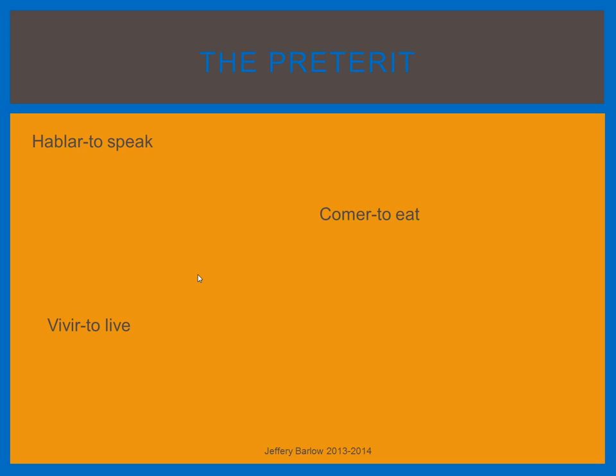These are regular preterite verbs, and the way you conjugate them is to simply take off the ending. In the case of hablar, we take off the AR, and to the stem we add the following endings. Hablé, hablaste, habló, hablamos, hablaron.